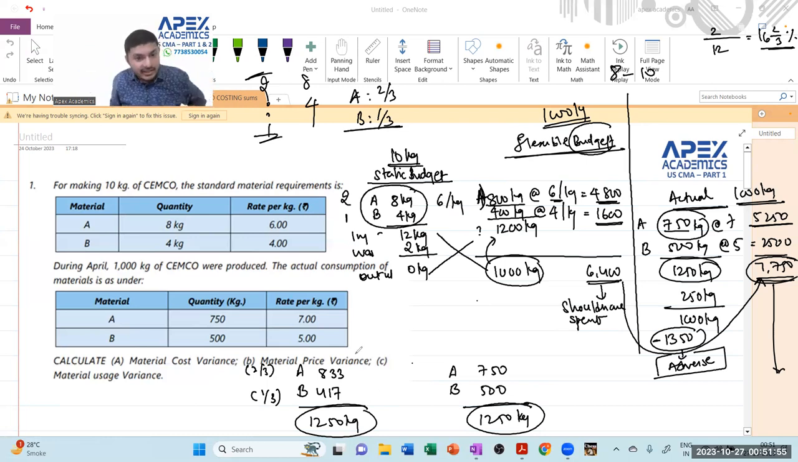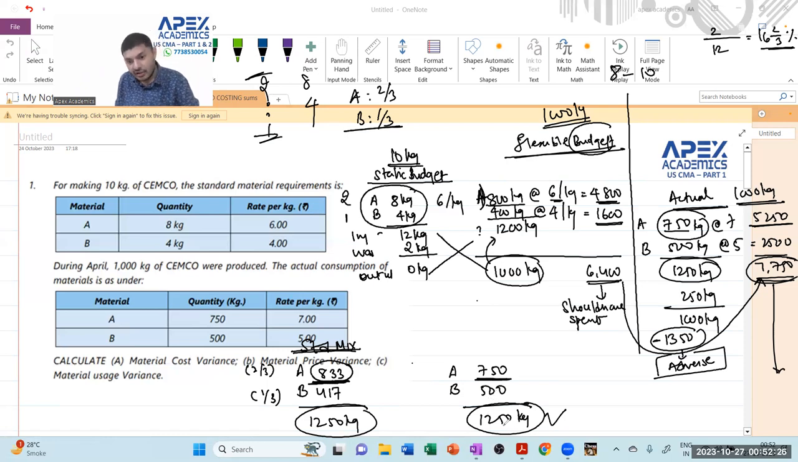But this is my standard mix. As per my standard, how much A should I have had? 833. So dear manager, you want to put 1250 input? Take it. You should have used 833 of A. How much did you use of A? 750. Good job. You used less than expected.